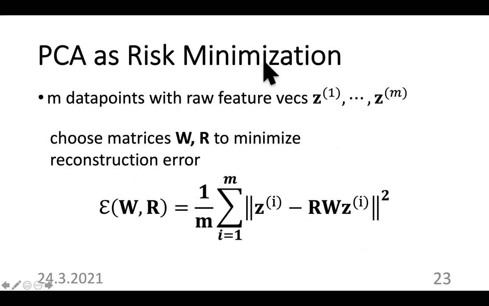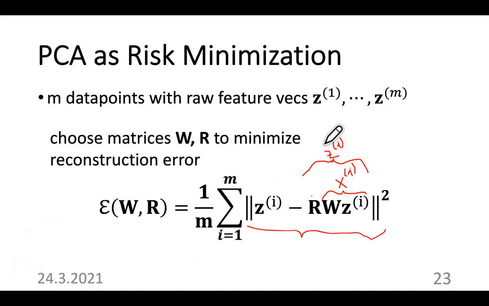And we can interpret this PCA, principal component analysis, again as an instance of empirical risk minimization. What PCA does is minimize the reconstruction error. So this is the reconstruction error for the ith data point. Here, W applied to the raw feature vector of the ith data point is the short feature vector for the ith data point. And then we apply the reconstruction matrix. So this whole thing here is the reconstructed raw feature vector of the ith data point.